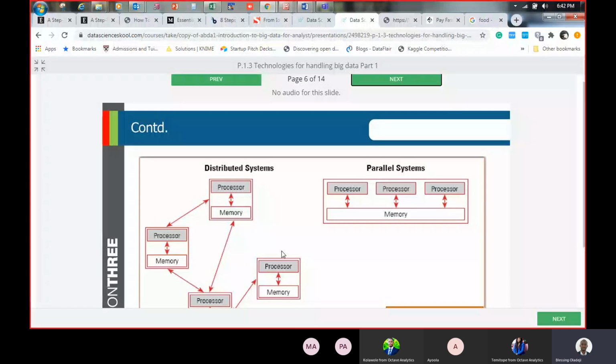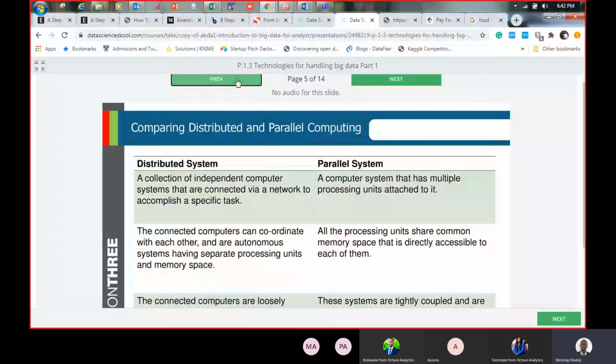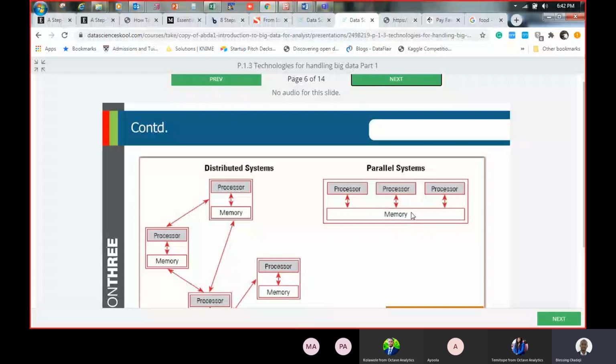But in a parallel system, all the processing units share a common memory space. And because they share a common memory space, if this memory is down, if something is wrong with this memory, all of these processors will not be able to work. But in this case, if something is wrong with any of these, the distributed system will still be functional.